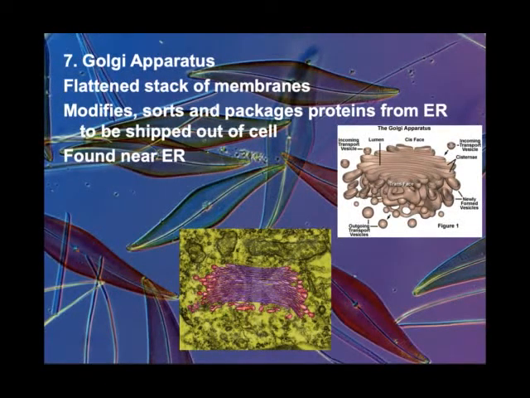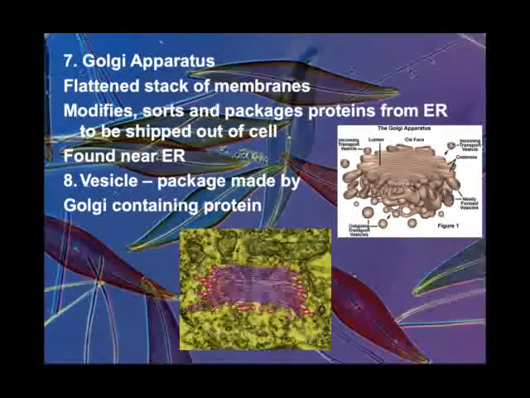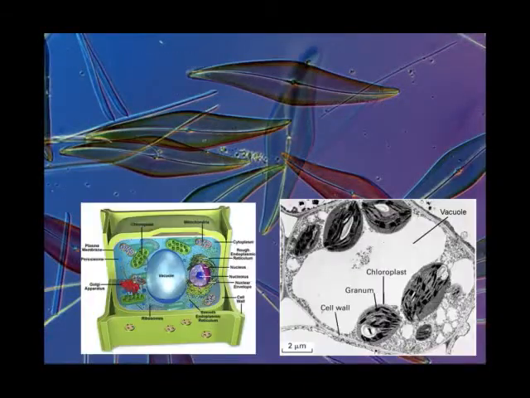It's all found near the ER, which makes sense because it's packaging up the lovely products of the ER. The next one is a vesicle, and that's just a package made by the Golgi that contains some sort of protein. Those are found in the cytoplasm. The Golgi apparatus usually has to be near the ER.